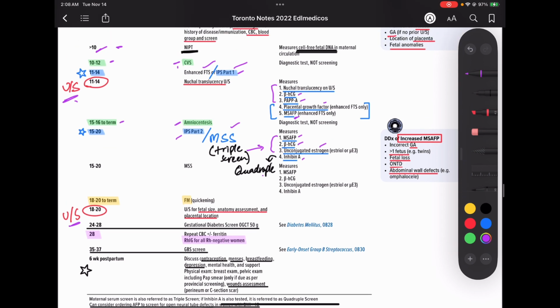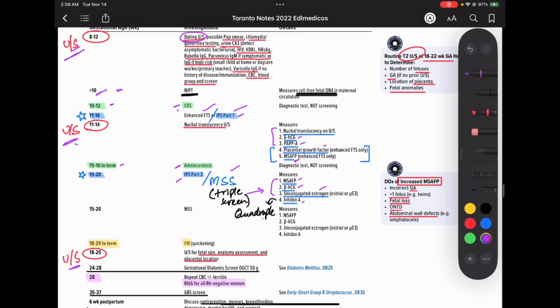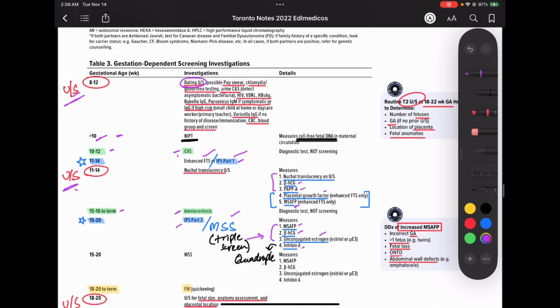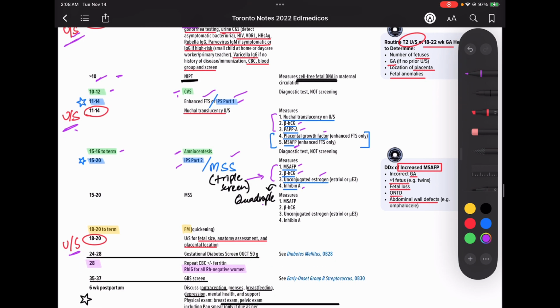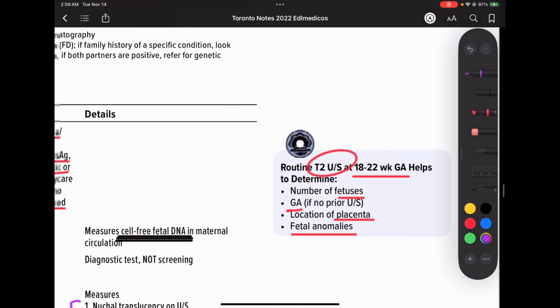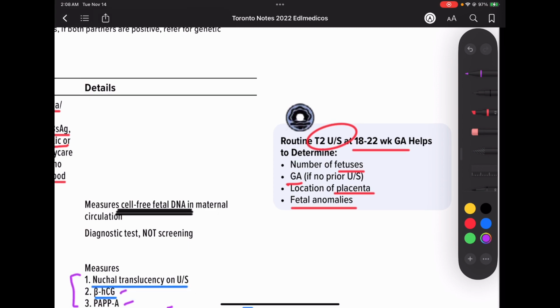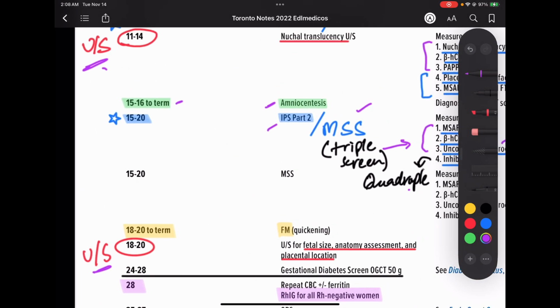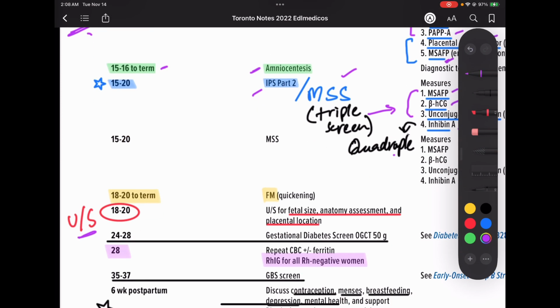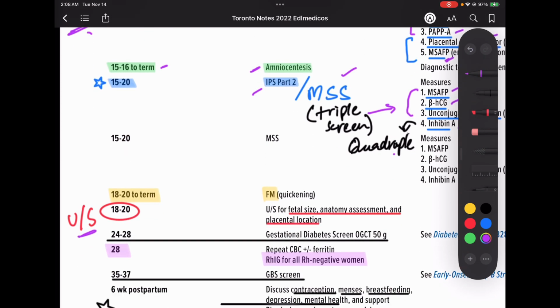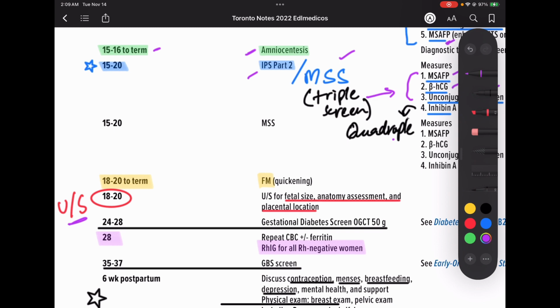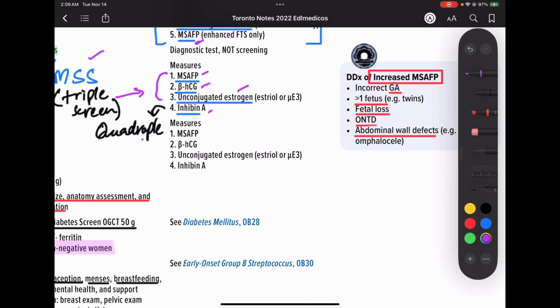Alrighty, moving forward. I mentioned this box earlier. Second trimester ultrasound, 18 to 22 weeks. It helps us determine this one right here: fetal size, anatomy assessment, and placental location. I mentioned it is called the growth and anatomy scan.